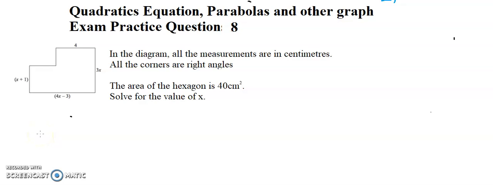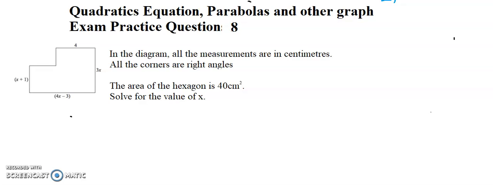Quadratic equations, parabolas and other graphs, exam practice question 8. In the diagram, all the measurements are in centimeters. All the corners are right angles. The area of the hexagon is 40 centimeters squared. Solve for the value of x.